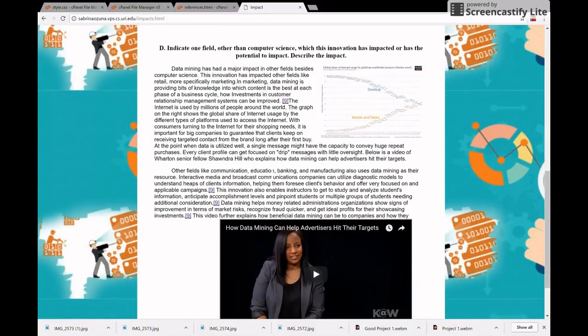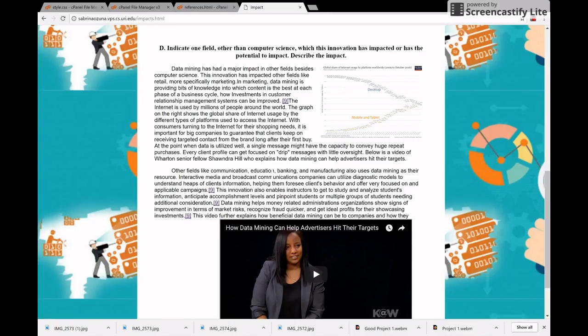And finally, indicate one field other than computer science which the innovation has impacted or has the potential to impact. Describe the impact. Aside from computer science, data mining is at the heart of analytics efforts across a variety of industries and disciplines. These fields range from communication, education, retail, banking, and more.